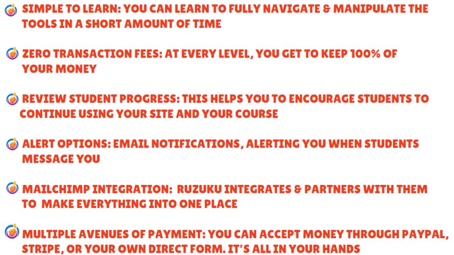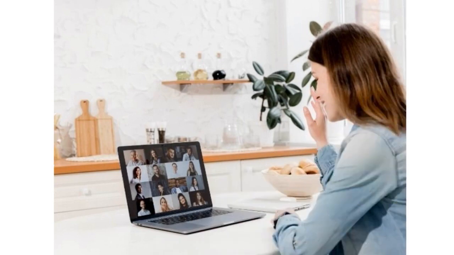You have MailChimp integration. MailChimp is one of the biggest email marketing companies out there, and Ruzuku integrates and partners with them to make everything into one place. With Ruzuku, you have multiple avenues of payments. You can accept money through PayPal, Stripe, or your own direct form. It's all in your hands, okay? So think about Ruzuku as good support options, easy to use interface, full featured.